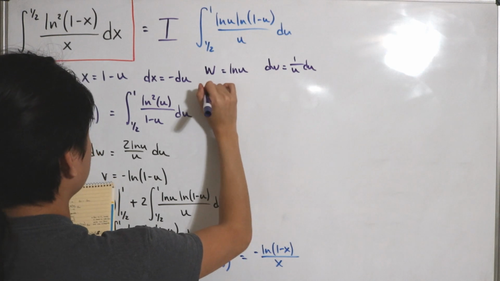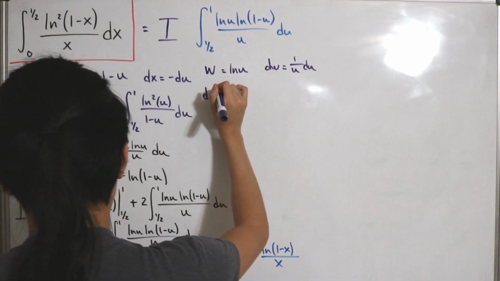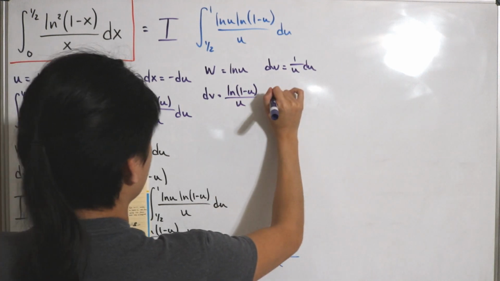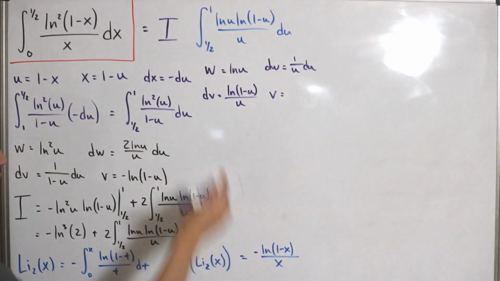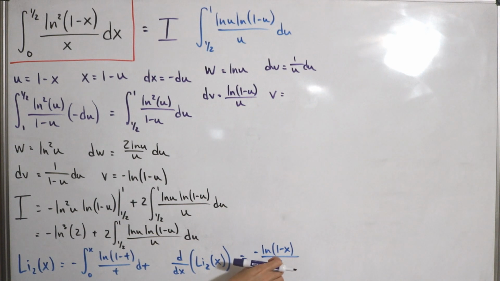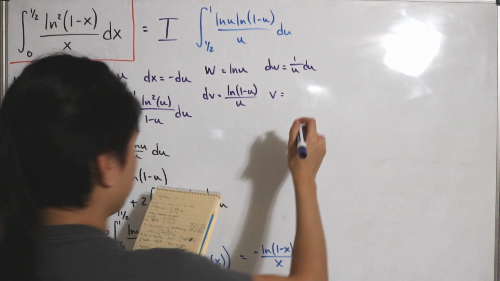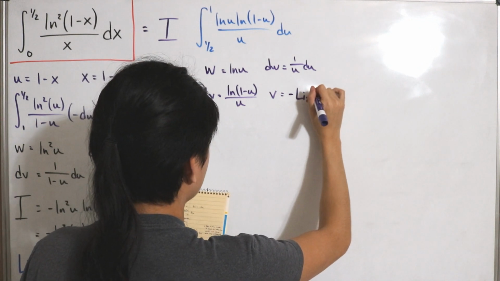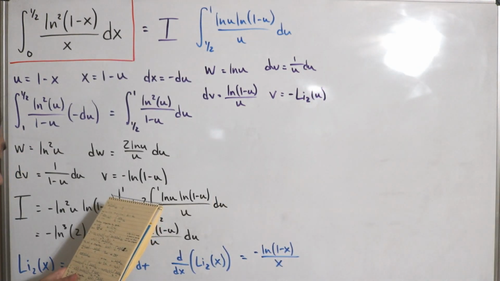Now to choose our dv, we'll let that be ln of 1 minus u and then divided by u. And so our v in this case is, good thing we actually did the integral because it's that same representation over here, therefore going to be the negative dilogarithm function. So negative Li order 2 of u. Now we just have to plug this back in together.